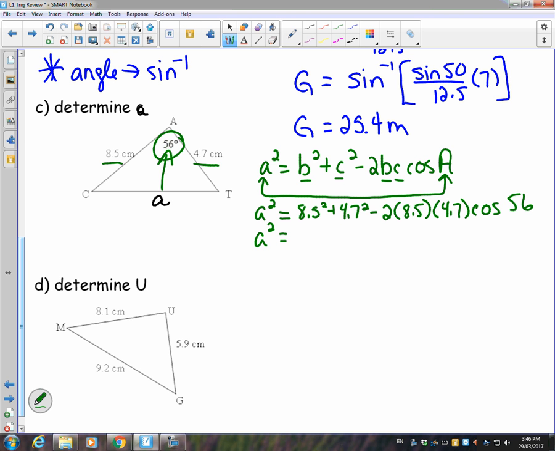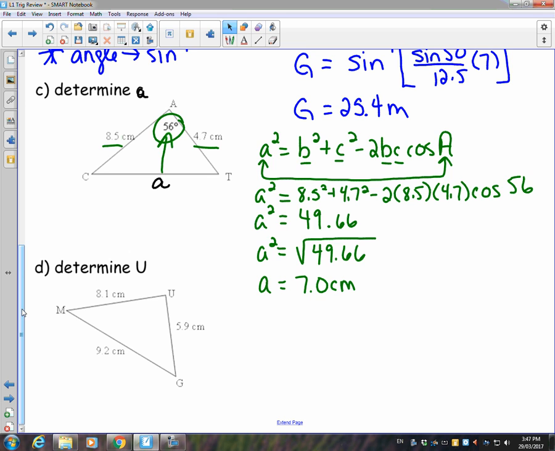So when I type it into my calculator, I'm going to type it in all in one step. 8.5 squared plus 4.7 squared minus 2 times 8.5 times 4.7 times cos 56 equals, and I'm going to get a big long decimal number. I'm not going to write down the whole decimal number, but I'm going to leave it on my calculator and take the square root of the whole thing, not the rounded number. So I find out my answer is about 7.0 centimeters.